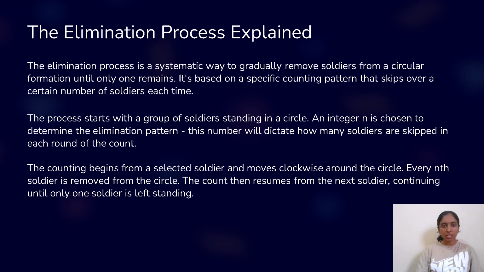Next, the elimination process is explained in detail. So, how is the elimination done? Let us imagine the soldiers standing in a circle. You choose a number n and then count clockwise. Every nth person is removed from the circle. This process continues, always starting the next count from the person immediately after the one who was just removed. Eventually, one person is left, thus the survivor. This is how the elimination process is going to take place.